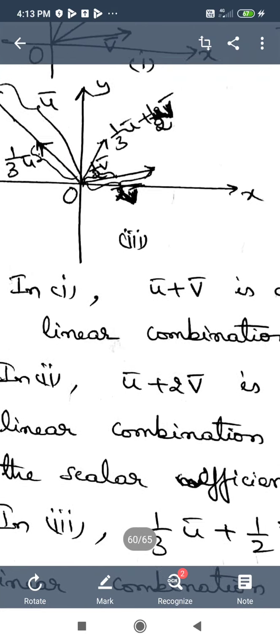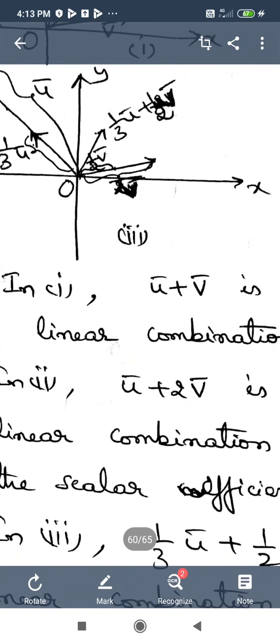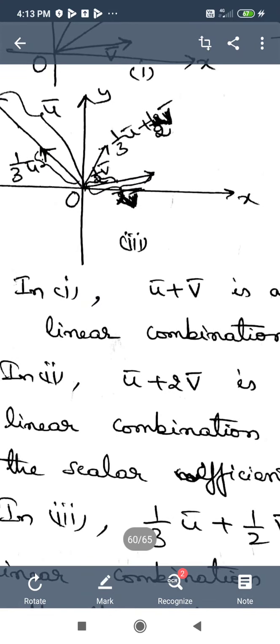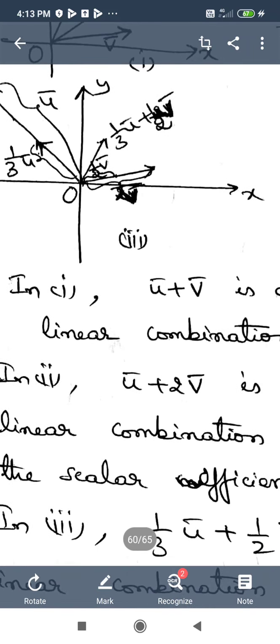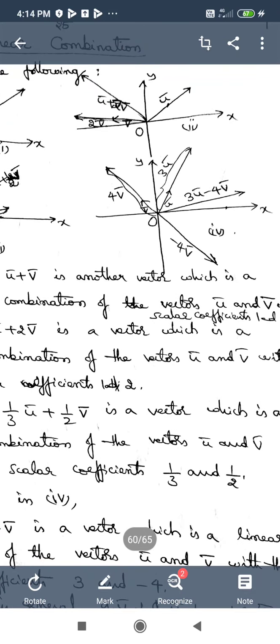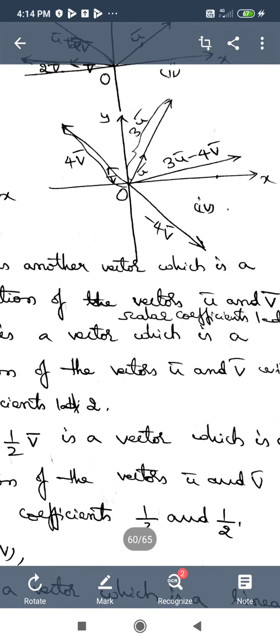And another vector which is in the positive direction, in the xy plane in the first quadrant, is the sum of these two scalar multiples of u bar and v bar, which is 1 by 3 u bar plus 1 by 2 v bar. So that is the vector which is lying between the original 1 by 2 v bar vector and 1 by 3 u bar vector. And now the last figure, which is the fourth one.